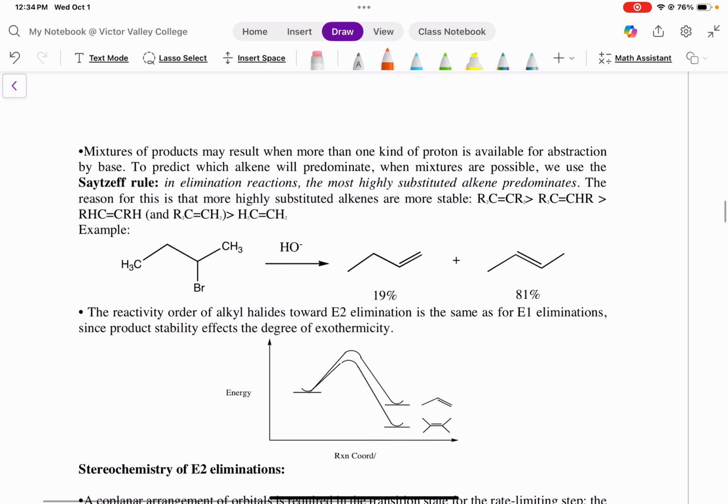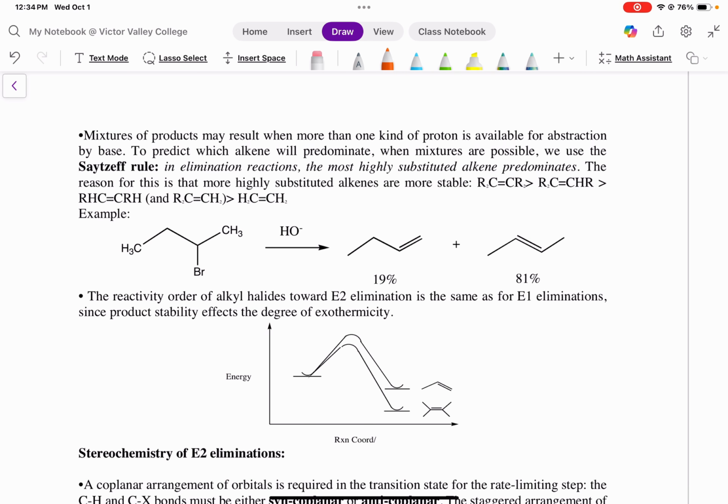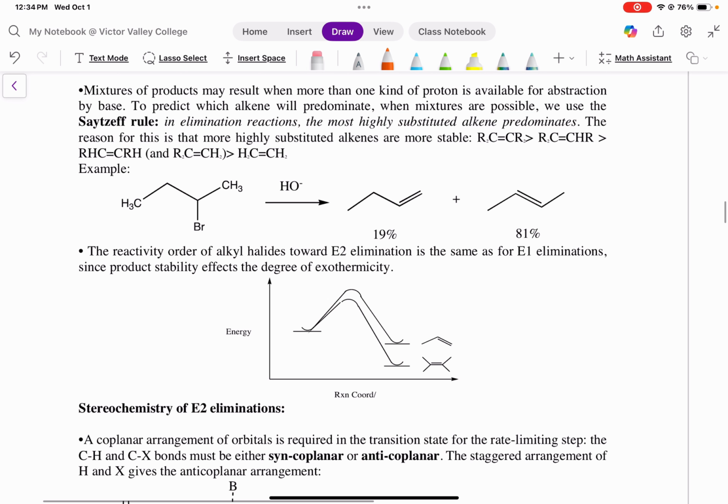And so here's another example. We got an alkene. Notice alkene number 1, which is called a terminal alkene, is only 19% in this case. That's not as stable. The internal one, starting at carbon number 2 or higher, is more stable because the alkene is surrounded by branches, surrounded by carbon, stabilizing the double bond. So it's the major product, 81% versus 19%.